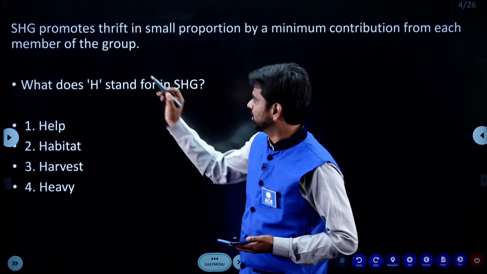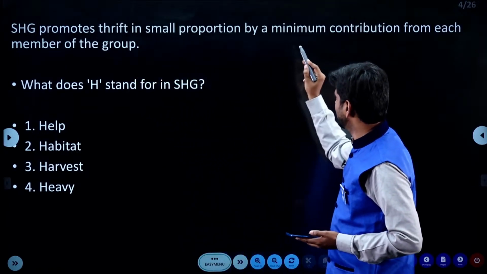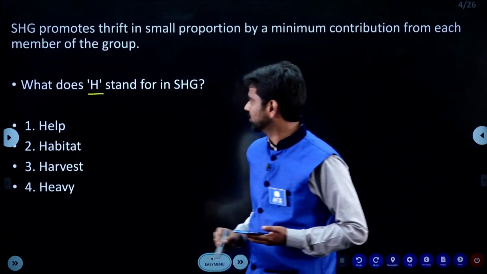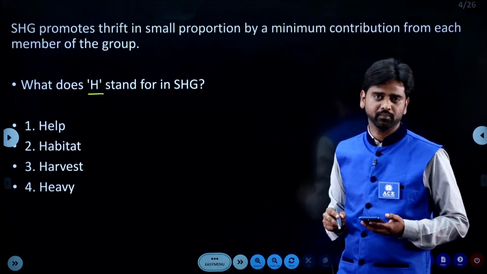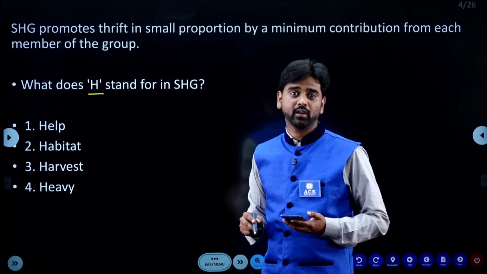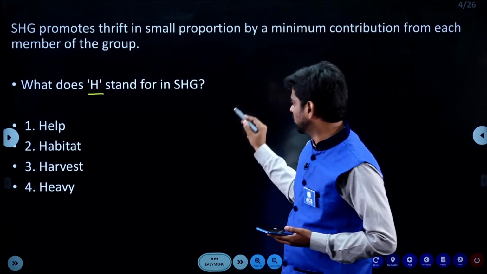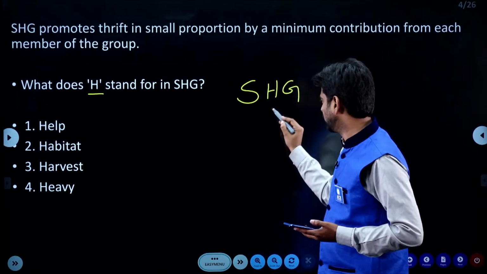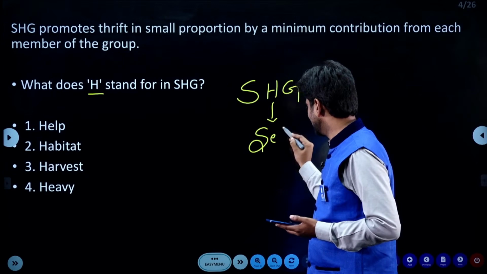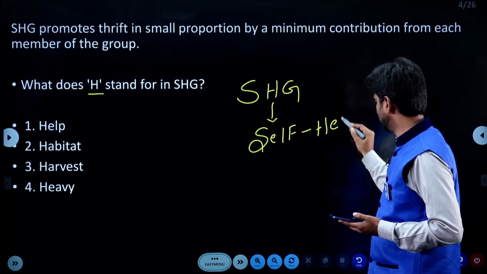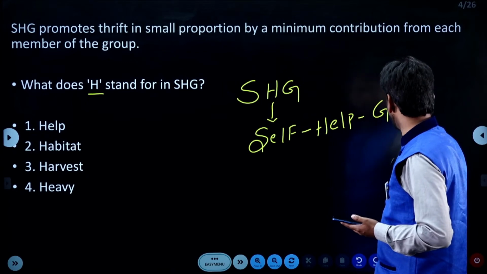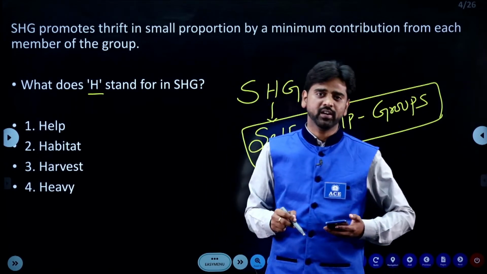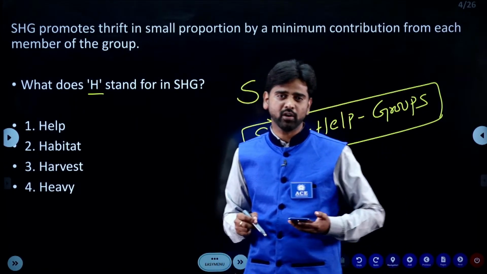SHG promotes thrift in small proportion by a minimum contribution from each member of the group. What does H stand for in SHG? So he is asking the full form, the abbreviation, guys. If you observe closely, the full form of SHG is self-help groups. Self-help groups is the full form of SHG. So what is the importance of this SHG?